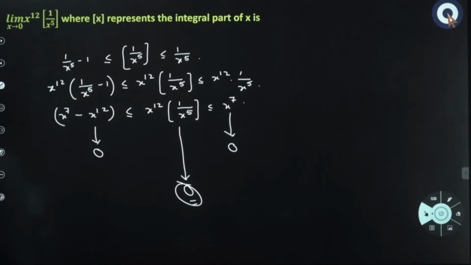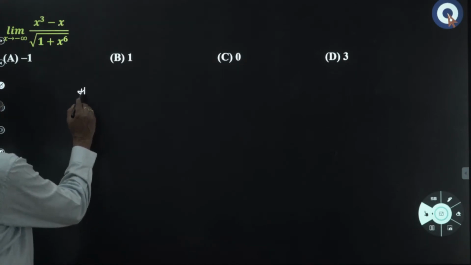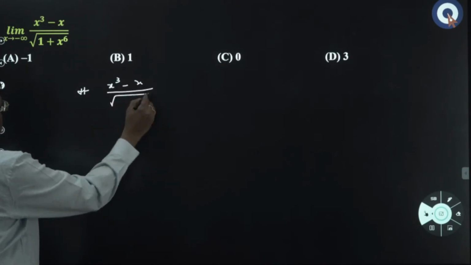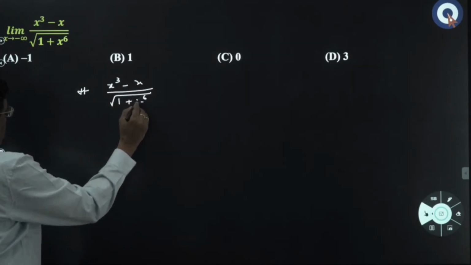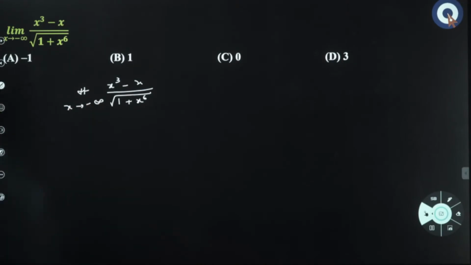Next, let us go to the next problem. Limit of x cube minus x by root of 1 plus x to the power of 6 as x tends to minus infinity. Though the problem is quite simple, there is a possibility of making a small mistake here as x tends to minus infinity.